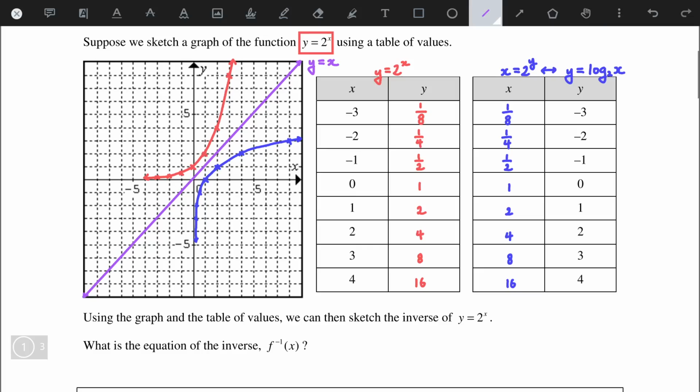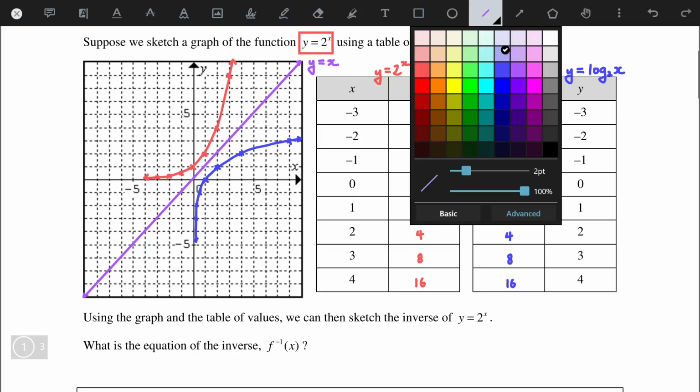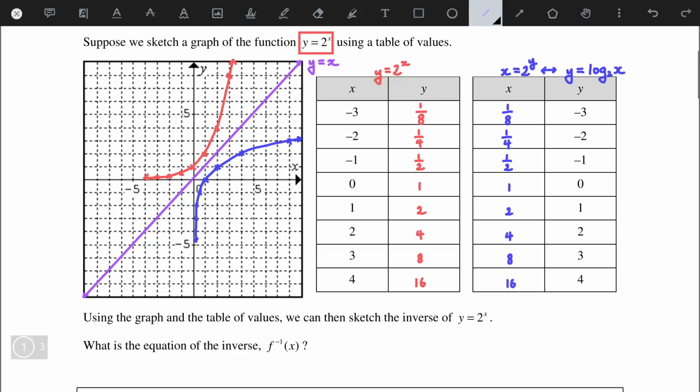Also of note, of course, are the asymptotes of the two graphs. The function y is equal to log base 2 of x has an asymptote at x equals 0, just as the function y equals 2 to the x has an asymptote at y equals 0. Just going to go ahead and draw those in as well.